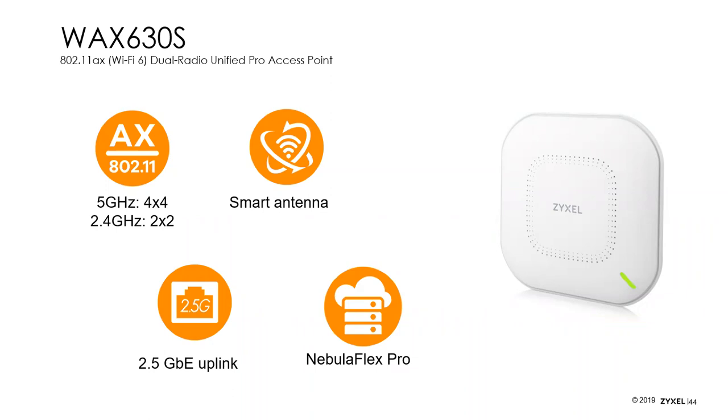It's essentially a WAC 610, but with smart antenna built into it. So it's a 4x4 on the 5 gigahertz radio, 2x2 on the 2.4, Wi-Fi 6 on both of those radios. So this is a sub $400 access point that gives us Wi-Fi 6 and smart antenna together.